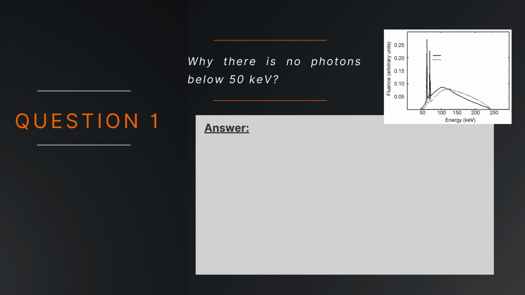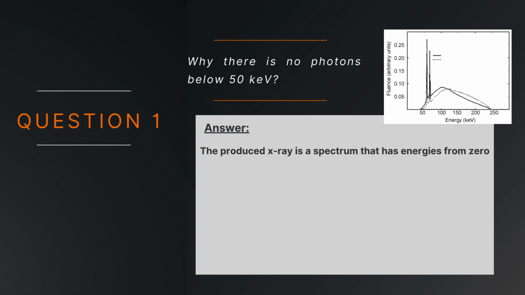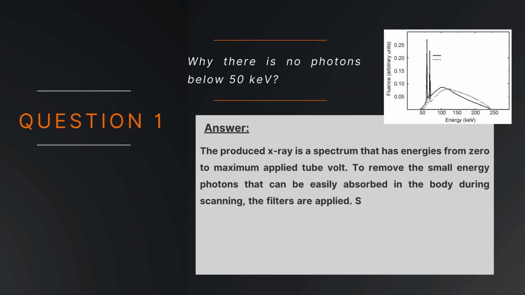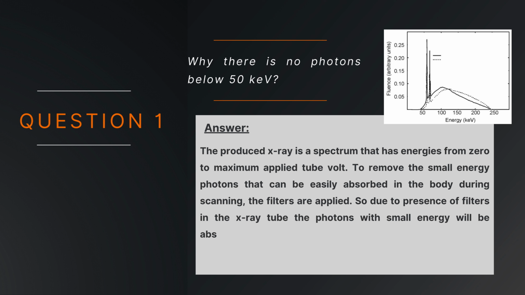As we discussed in the X-ray production lecture, the produced X-ray is a spectrum that has energies from 0 to the maximum applied tube voltage. To remove the low energy photons that can be easily absorbed in the body during scanning, filters are applied. So, due to the presence of filters in the X-ray tube, the photons with low energy will be absorbed and won't reach the body. This is called beam hardening.